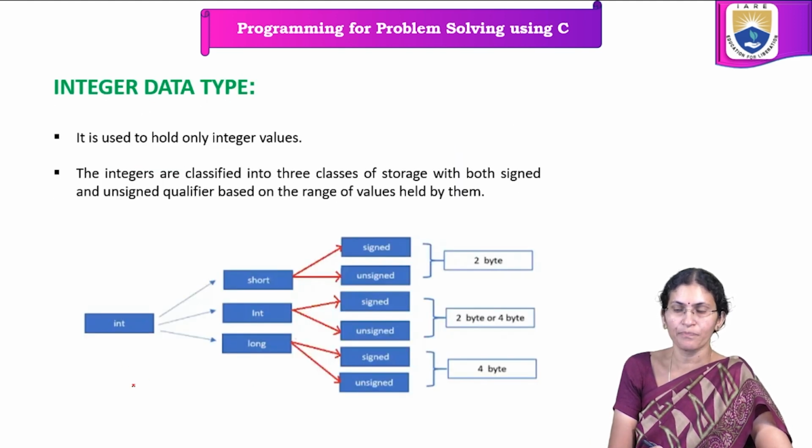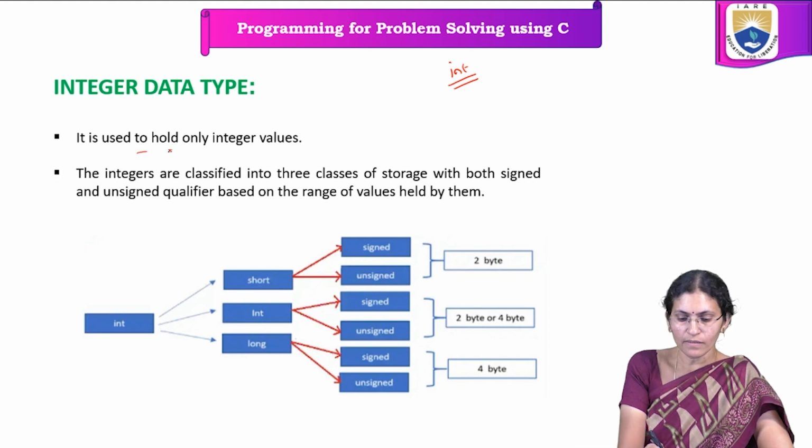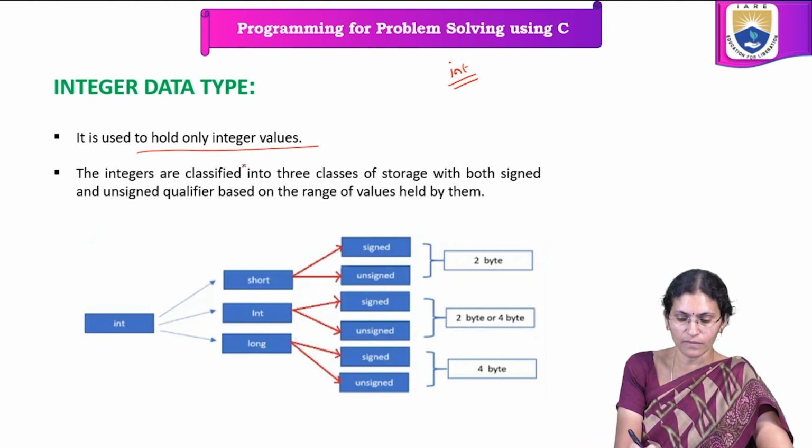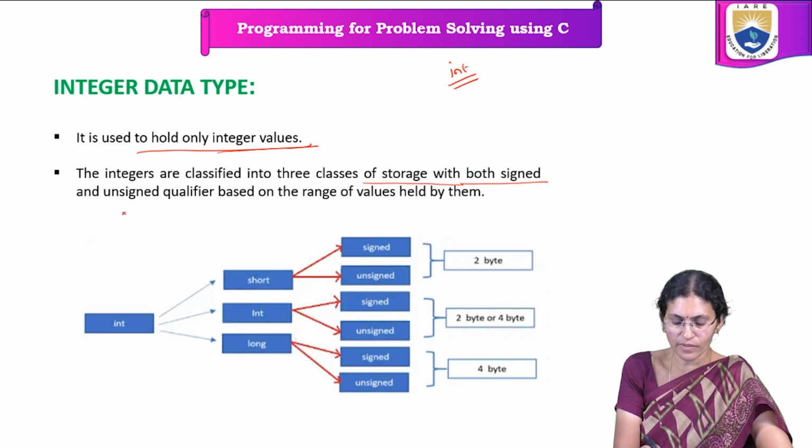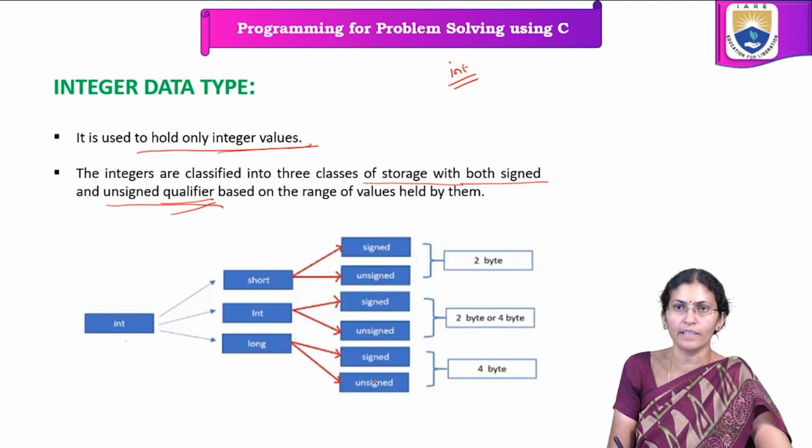First one, integer data type. In order to declare a variable as integer data type, the keyword used is int. It is used to store only integer values. Integers are again classified into 3 classes of storage with both signed and unsigned qualifiers. You can see here int is classified into 3 classes of storage: short, int, and long. Again short int is classified into 2 based on the qualifier, signed and unsigned. Int again has signed and unsigned, and long also has signed and unsigned.